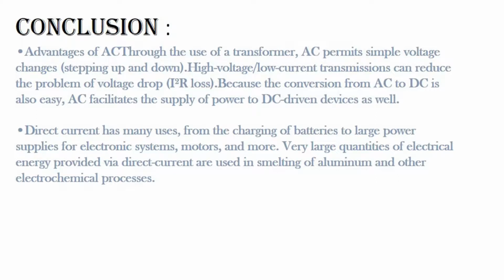Conclusion. Advantages of AC. Through the use of a transformer, AC permits simple voltage changes. High voltage, low current transmission can reduce the problem of voltage drop. Because the conversion from AC to DC is also easy, AC facilitates the supply of power to DC-driven devices as well. Direct current has many uses, from charging of batteries to large power supplies for electronic systems, motors, and many more. Very large quantities of electrical energy provided by direct current are used in melting of aluminium and other electrochemical processes.